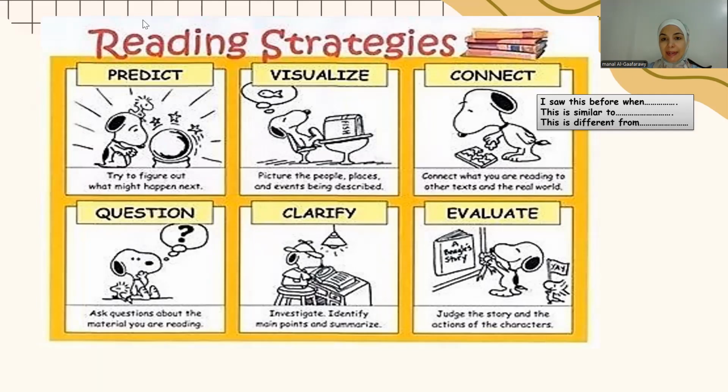Another strategy is connect. So also we need to teach our students how to reflect their understanding of the relationship between what is stated in the text and their own experience or the real world. So you may provide them with sentence stems like, I saw this before, when, and then he or she elaborates on similar experiences he or she went through in their lives. This is similar to, or this is different from. So it's very important to make connections because you know that reading is not limited to language. Students also need the reading skills and strategies to help them study the subjects that are English-based.